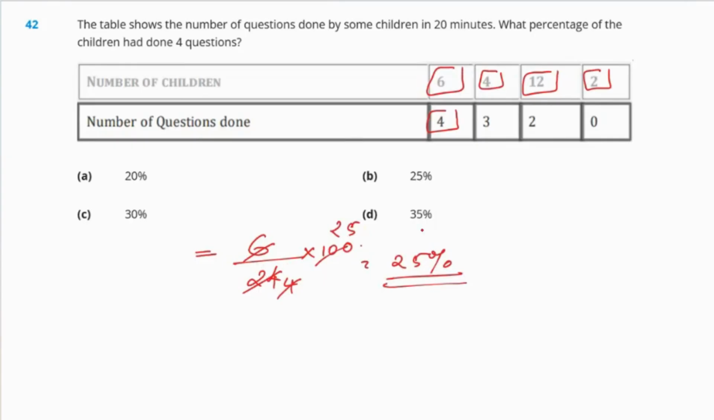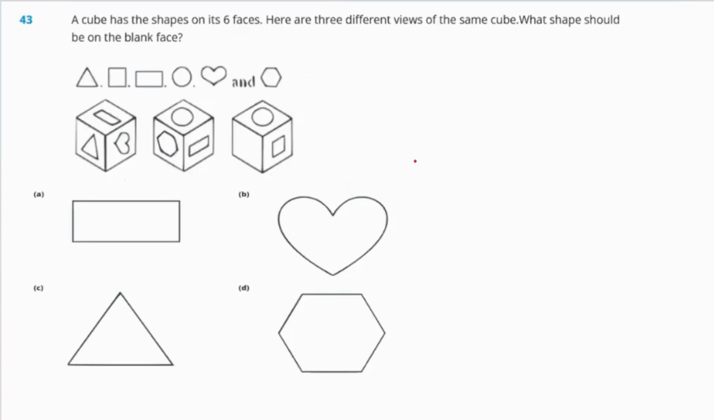Okay. So the correct option is option B, 25%. Next question, a cube has the following shapes on its 6 faces. Here are 3 different views of the same cube. What shape should be on the blank face? Here you can see the 3 views: first view, second view and third view. So we have to find which picture will come here.